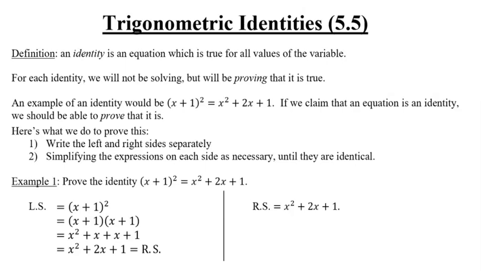So the first thing I want to establish is what an identity actually is. An identity is an equation which is true for all values of the variable. And so for each identity, we're not going to solve, we're not rearranging an equation, we're proving that one side of the equation is equal to the other side.